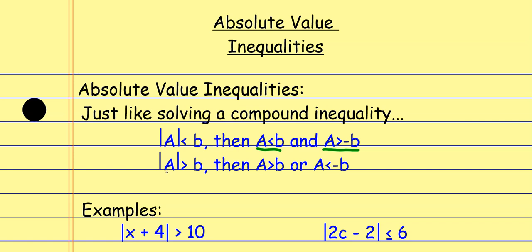Here, notice, look at this. It says absolute value of A is greater than B. So I start with A is greater than B. And then when I do the opposite version, the negative version, I flip the inequality sign, okay? And so that's really it, other than the word that goes in between.